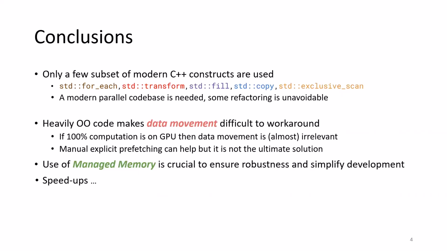With this project, we want to develop an OpenFOAM proof of concept that maintains the native portability of OpenFOAM. One critical point in this approach is to manage the data movement that comes from the object-oriented programming, and this data movement is difficult to work around. But one thing to notice is that if the computation is executed on GPUs, this data movement is eliminated. To build this proof of concept, explicit prefetching can help, but obviously it is not the ultimate solution. Moreover, to enable this parallelization technique, a mechanism to manage memory is crucial.